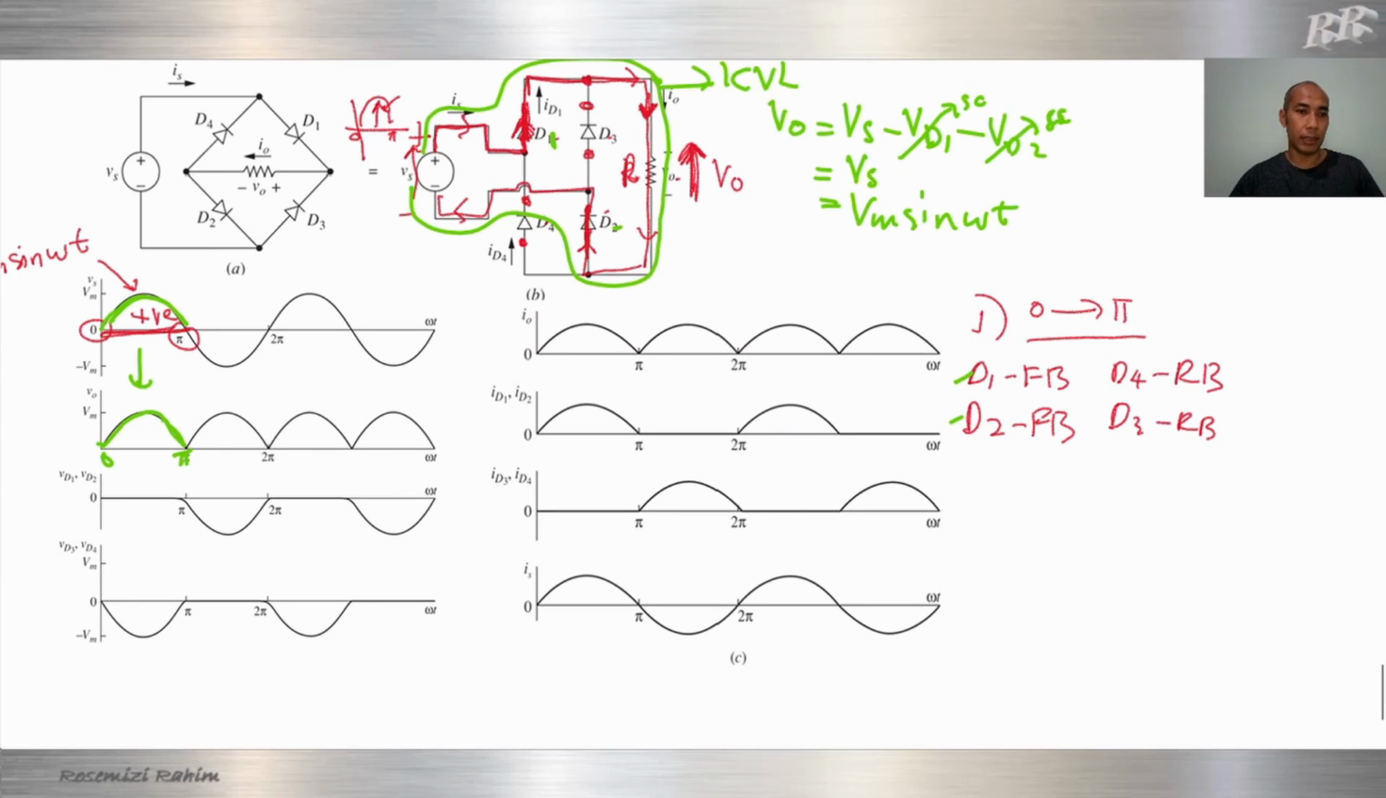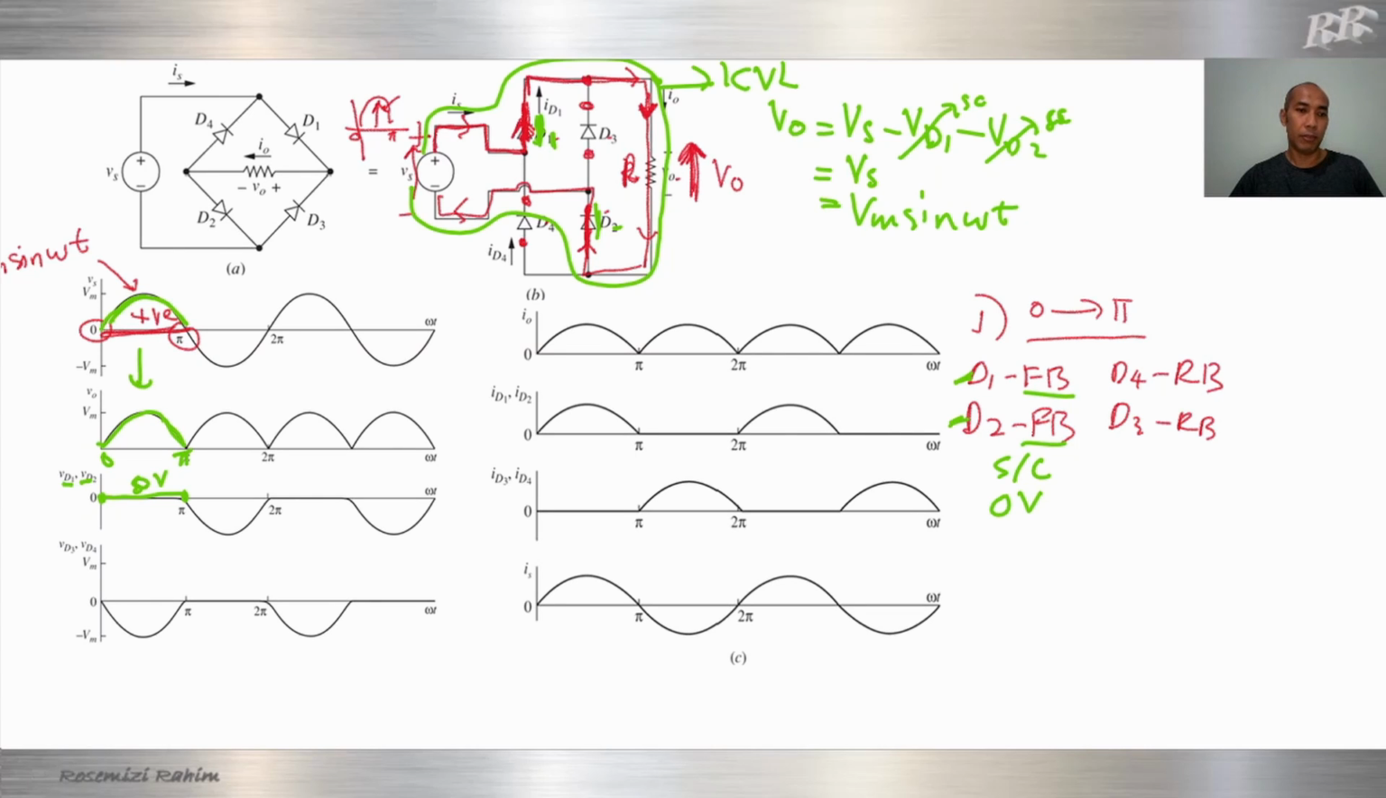Okay, next is VD1 and VD2. We know that D1 and D2 are forward bias. So for forward bias, short circuit. So when short circuit, 0 volt. So from 0 to pi, short circuit, 0 volt. Voltage at diode D1, 0. Voltage at D2 diode, 0 volt.